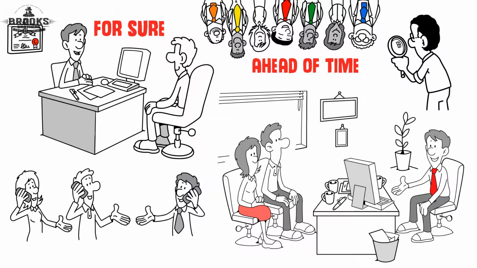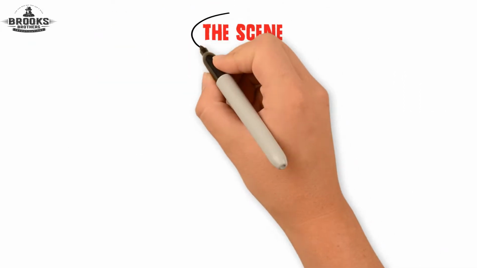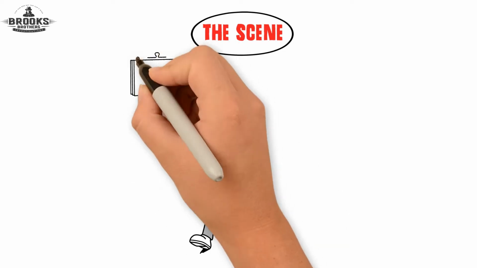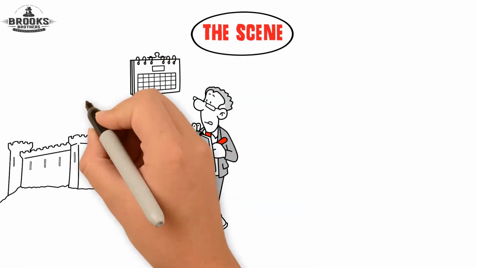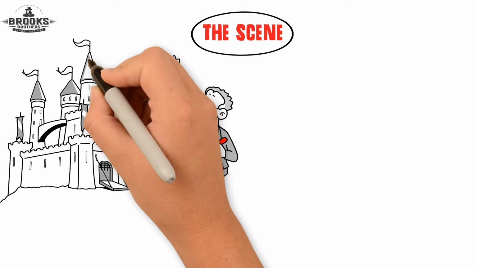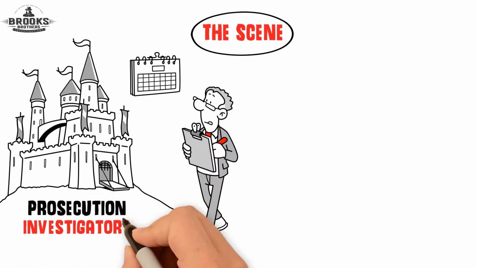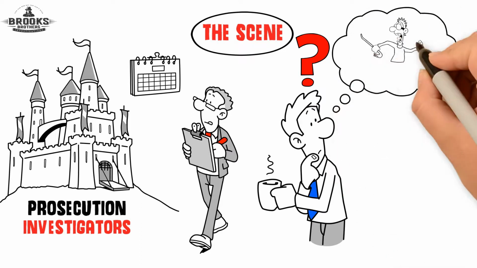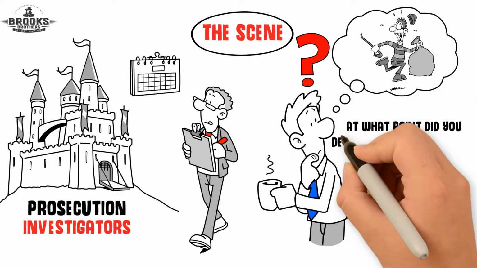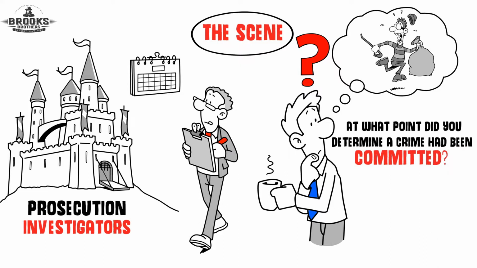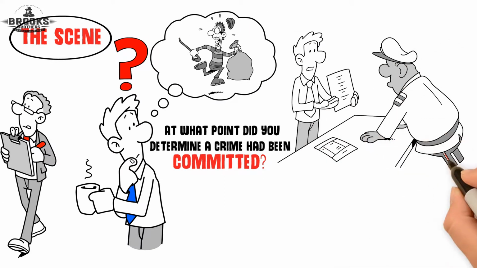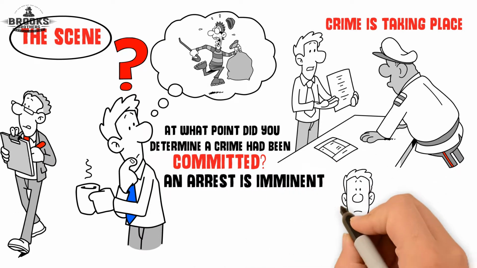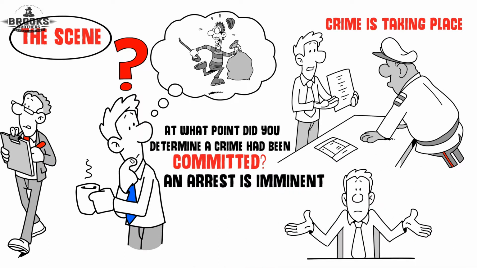The scene. It also helps to visit the scene of the crime, even though it may be weeks later. It helps form a picture and may point to areas which were neglected or not followed up on by the prosecution investigators. One question which should be asked of law enforcement personnel who were on the scene of an incident is, at what point did you determine a crime had been committed? If an officer is headed to a call with a predetermination that a crime is taking place, an arrest is imminent. If not, what fact at the scene changed his mind?